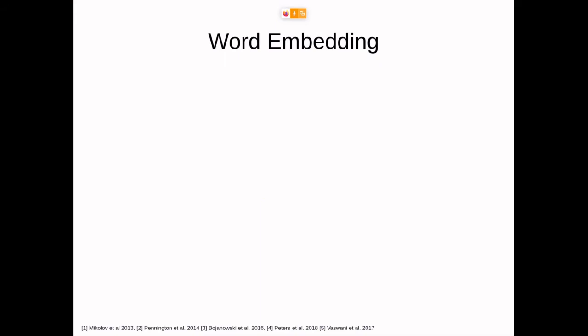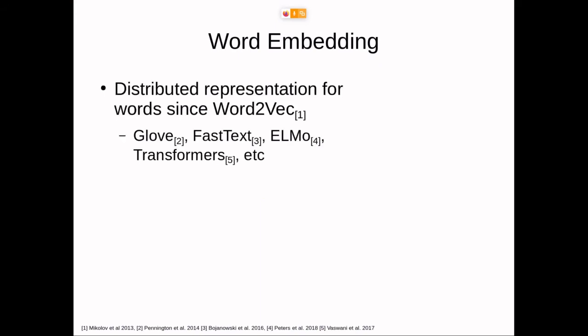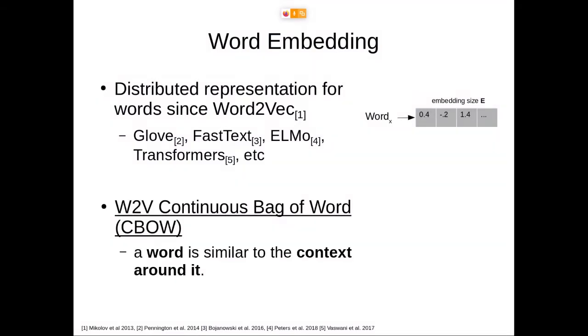To understand this, we'll first have to introduce word embedding, which is a distributed representation for words that NLP people nowadays use. Really what it means is that each word is mapped to a vector of continuous values. One of the most famous architectures is CBOW, continuous bag of words, introduced by the Word2Vec paper. The idea behind it is that a word is similar to the context around it. And this is the architecture.